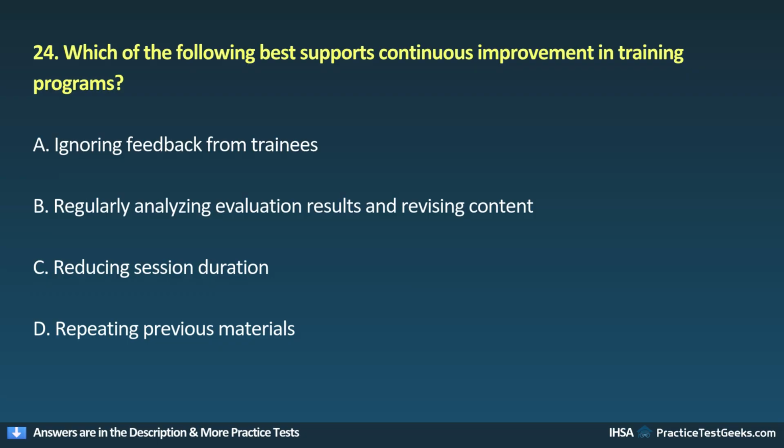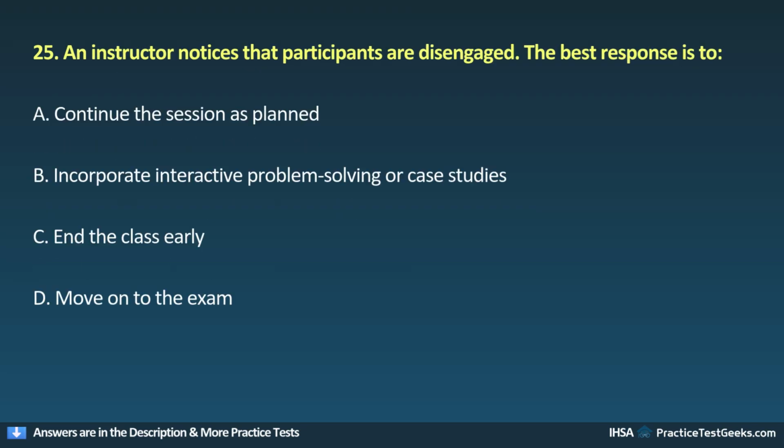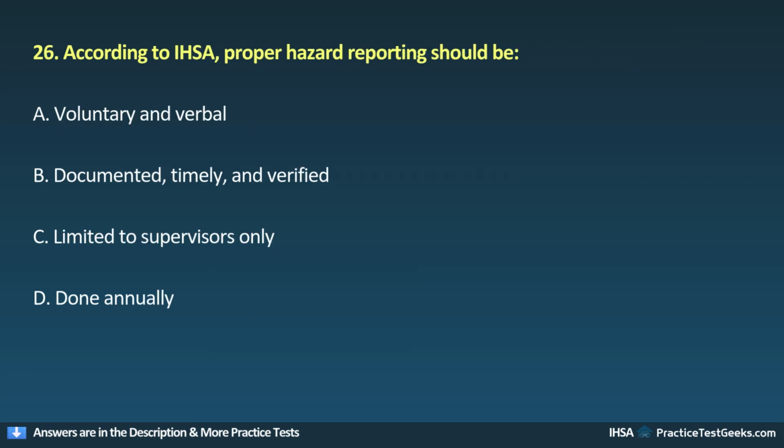Repeating previous materials. 25. An instructor notices that participants are disengaged. The best response is to A. Continue the session as planned. B. Incorporate interactive problem-solving or case studies. C. End the class early. D. Move on to the exam.